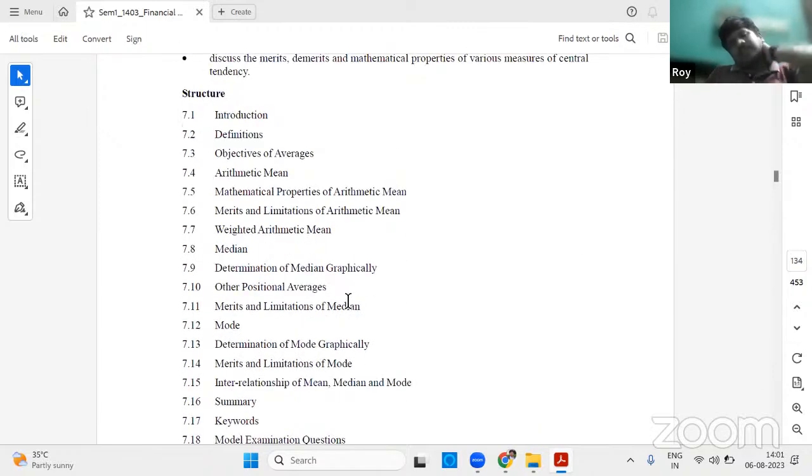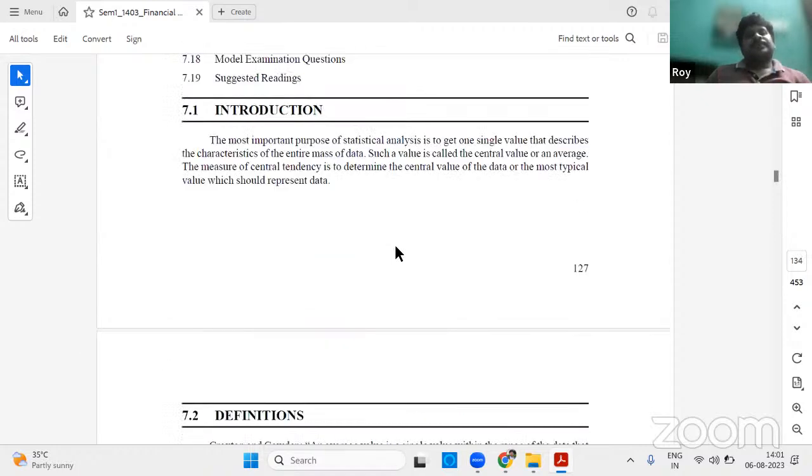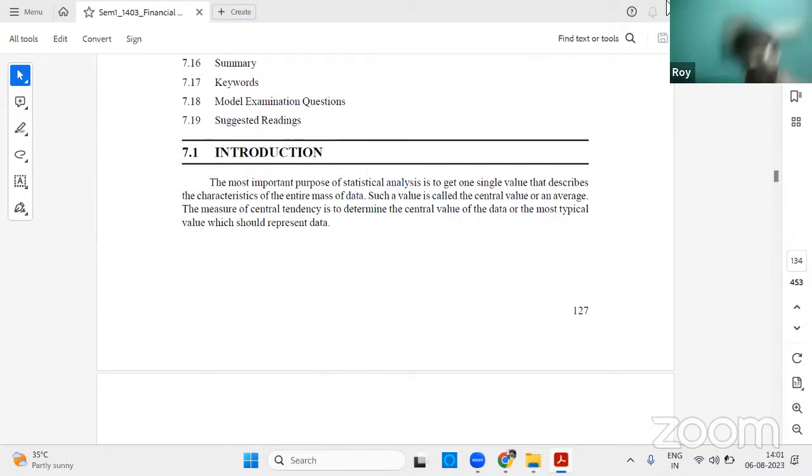Here we are going to understand the mathematical properties of arithmetic mean, weighted arithmetic mean, median, and mode, and the determination of the mode graphically, etc. The most important purpose of statistical analysis is to get one single value that describes the characteristics of the entire mass of data. Such a value is called the central value or an average.